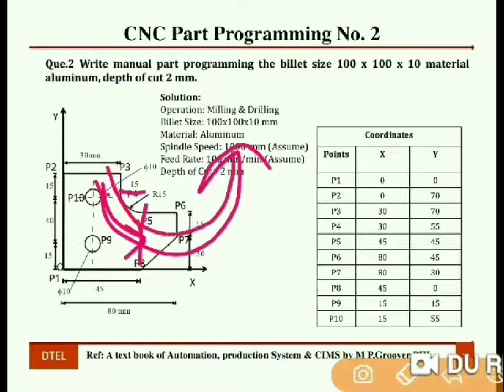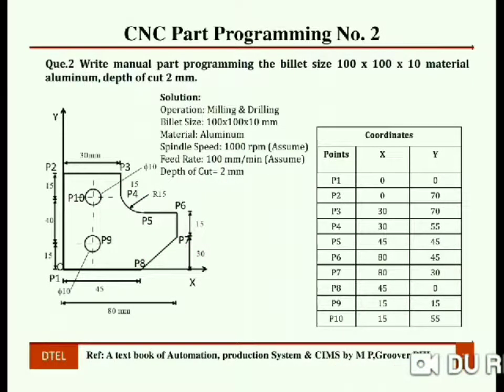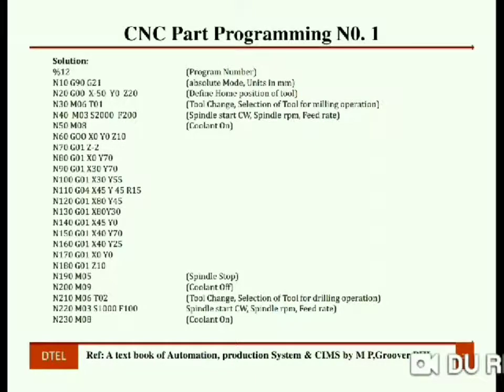So the tool trajectory direction is anti-clockwise. So we need to use the code for circular interpolation in the anti-clockwise direction. From statement number N110, we can easily observe G03, circular interpolation counterclockwise direction, and the desired position X45, Y45, R15. R is the radius of that circle or that arc.